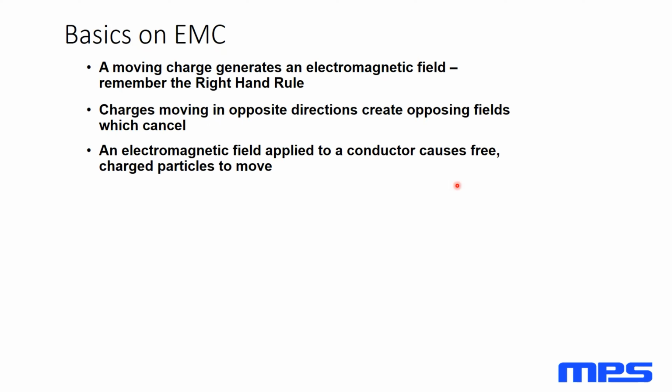So one of the things that we'll take a look at later on is if we apply a field to a conductor, we can create movement of charges, and depending on the path of least resistance, those charges may go places we don't want them to go, creating common mode noise and showing up in our radiated emissions plots.